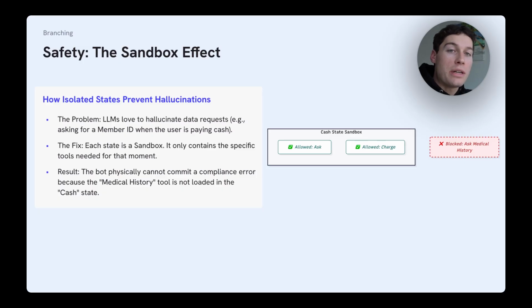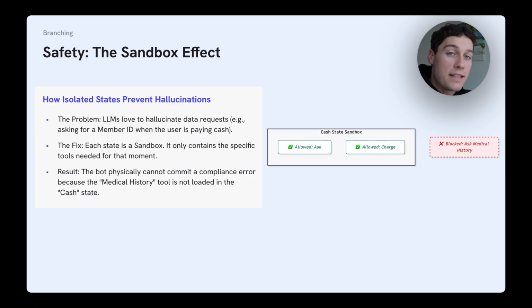In a state machine, we don't just ask the model to behave, we sandbox the tools. When the system enters the cash flow state, we only load the specific function calls the model will need for that state. So that would be something like ask_payment and charge_card. Crucially, if we had a tool like ask_medical_history, that would not exist in the state and the model would not know about it because it's not in the function definition list sent to the LLM.